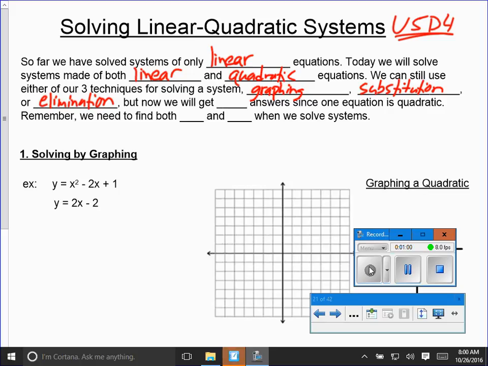Now that we have one quadratic equation involved, we're going to be getting two answers on most of these. Sometimes we get one, sometimes we could get no answers, but on most of them we're going to get two answers, since we have a quadratic equation involved. Remember, with each of those two answers there's still an x and a y involved, so it's really like finding four different pieces.